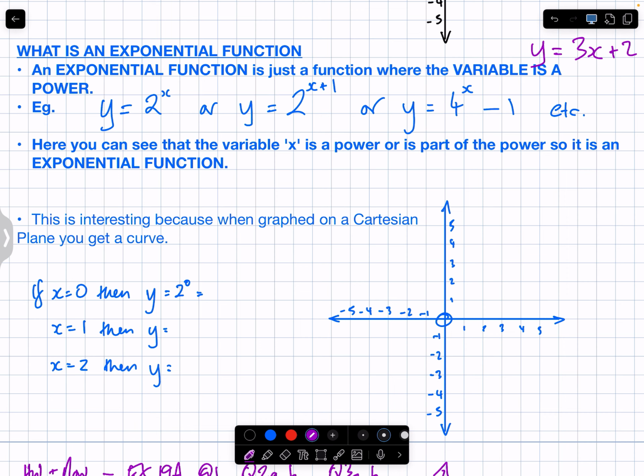Oh, am I talking to ghosts here? What? No, it's not a power. So this is not exponential. Not exponential. Why are these exponential? Because x is a power.